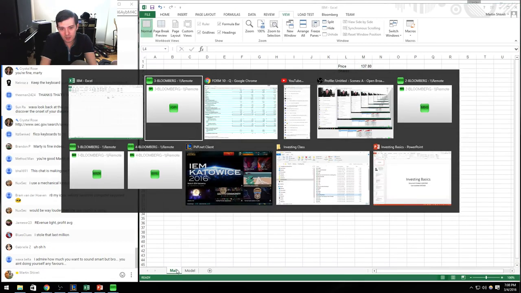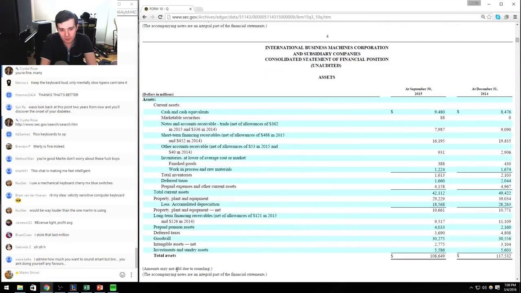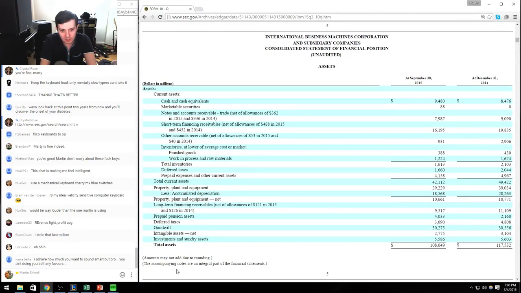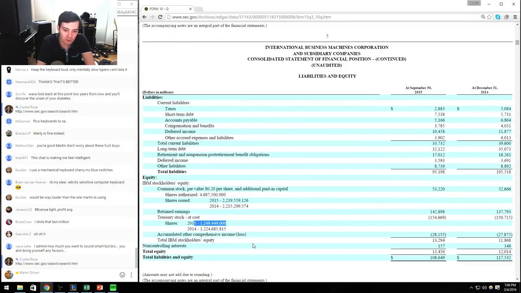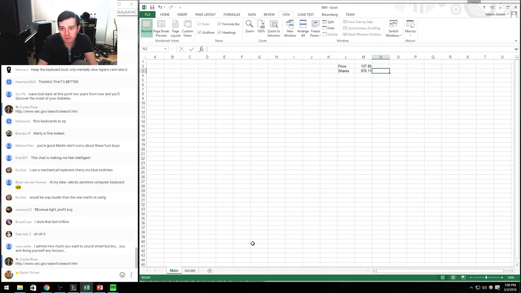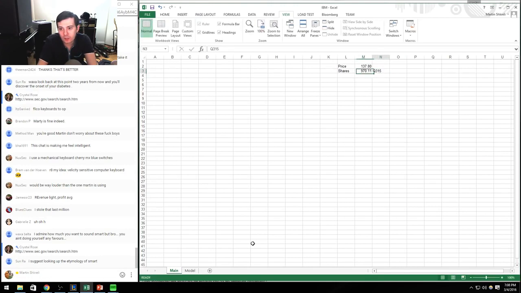How many shares do they have outstanding? Well, it's on the first page of the 10Q, but it's also oftentimes in the balance sheet. Here it is, where they have 2.2 billion shares issued and 1.2 billion shares in their treasury that they've bought back. So you have to subtract those two, and you get 970 million shares outstanding, at least as of the end of Q3 15.